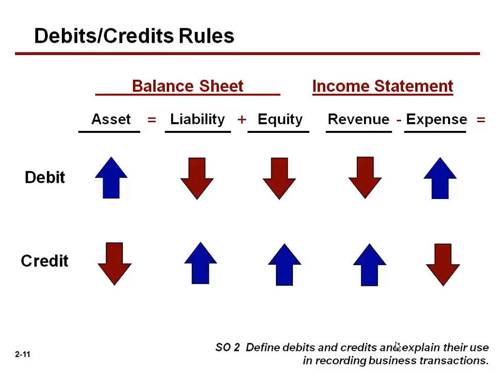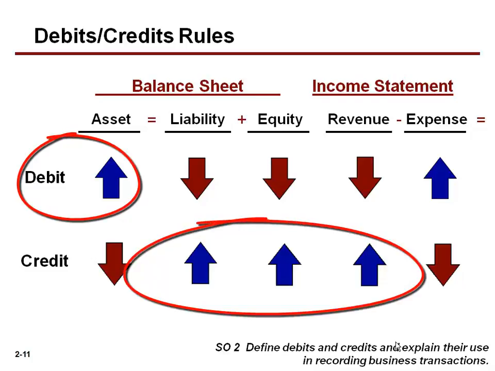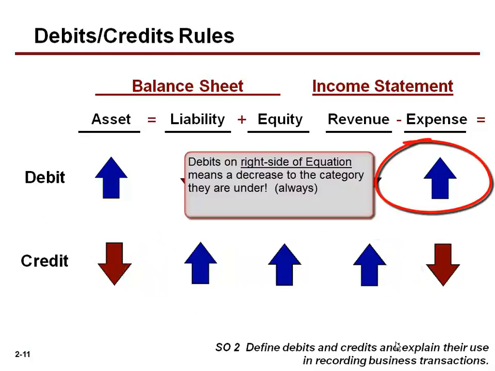The normal balance to the accounts indicated are shown in blue. Assets debit, liabilities credit, equity such as owner's capital credit, revenue credit. Expense accounts will normally have a debit balance.